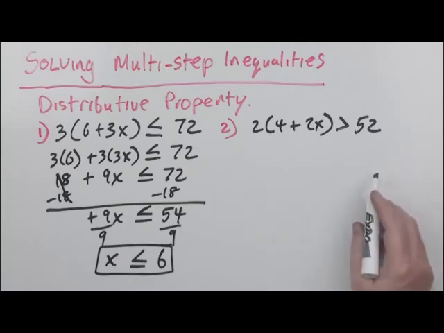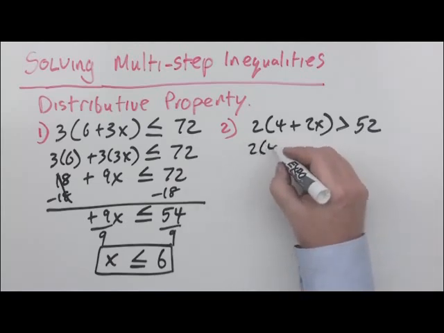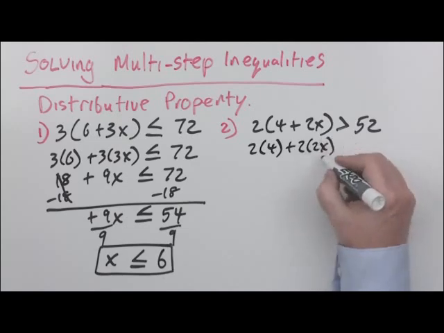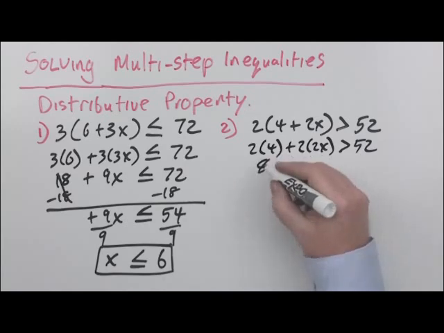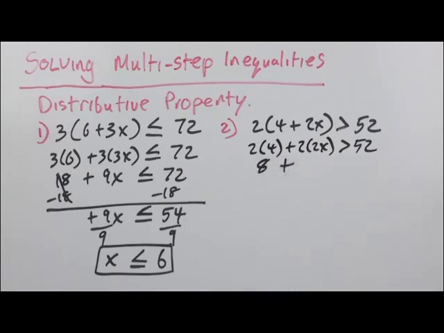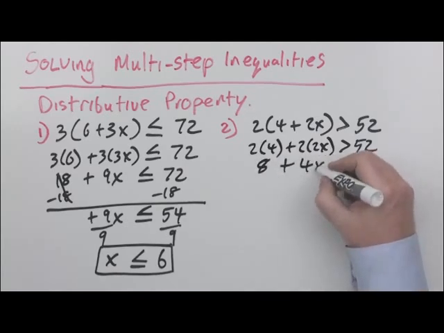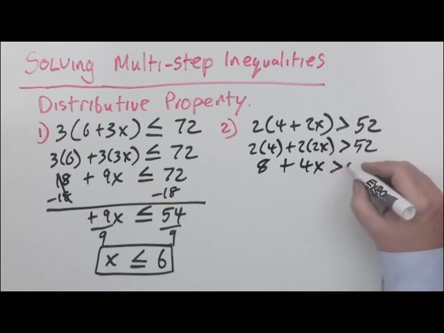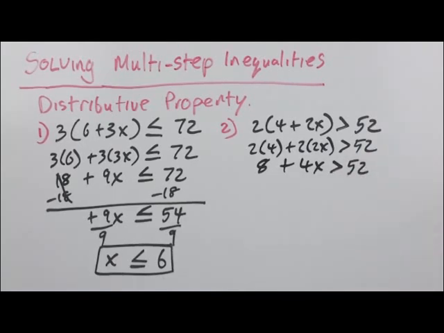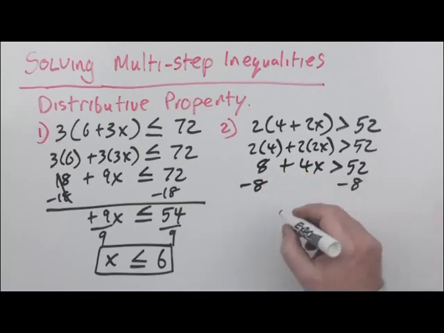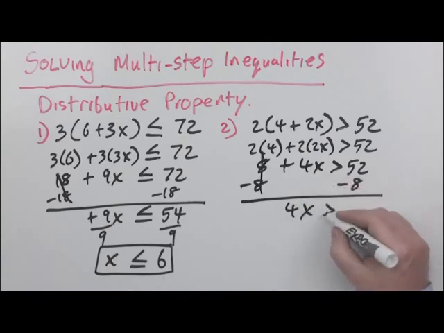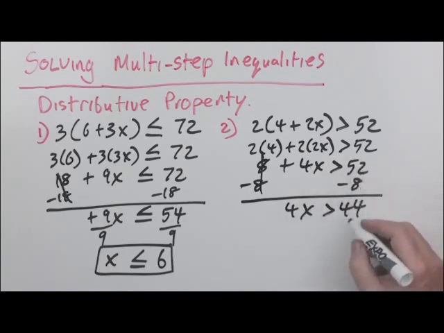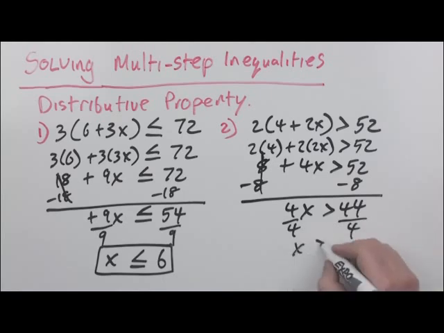Here I've got to distribute the 2 to both, let's say 2 times 4, and 2 times 2x is greater than 52. Let's see, 2 times 4 is 8. 2 times 2x is 4x is greater than 52. Okay, minus 8 from both sides. Okay, let's see, 4x is greater than 44. I'm going to divide by the coefficient of x, 4 here. X is greater than 11, and that's the answer.